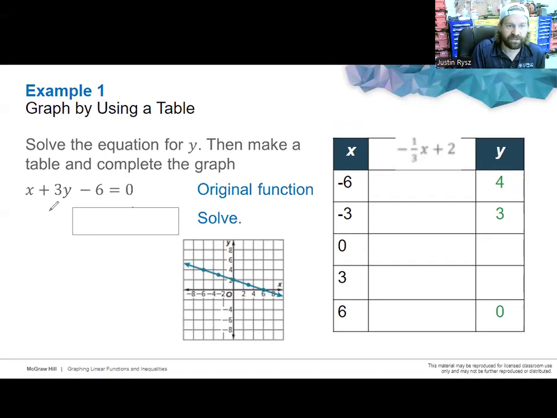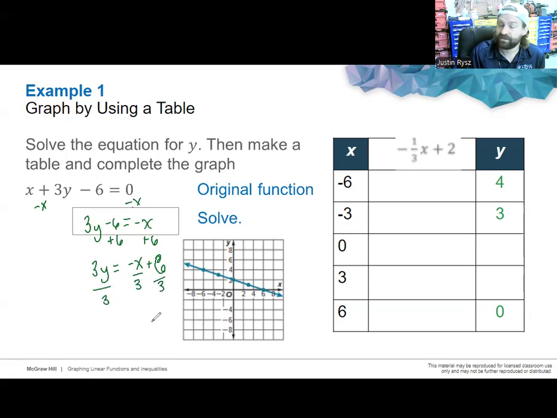To get the y by itself, we subtract the x from both sides, and we get 3y - 6 = -x. We want to add the 6 over, so we get 3y = -x + 6. And then divide by 3 to get the y by itself.